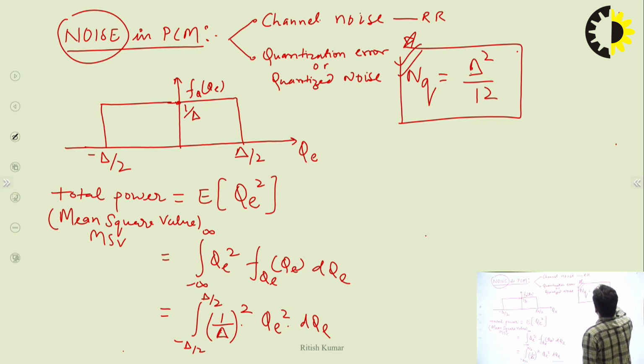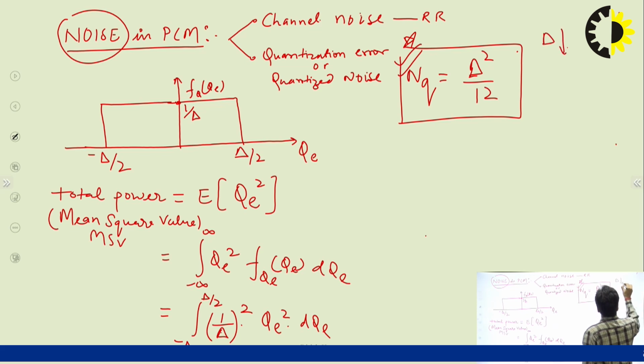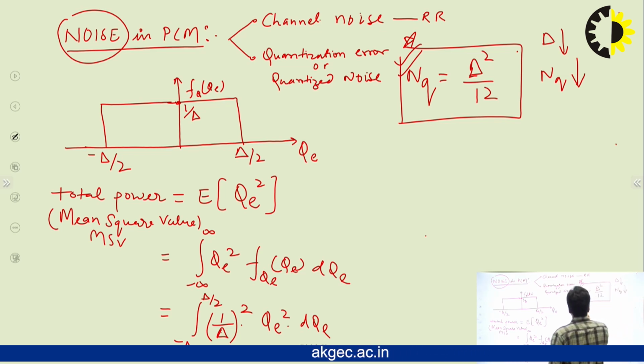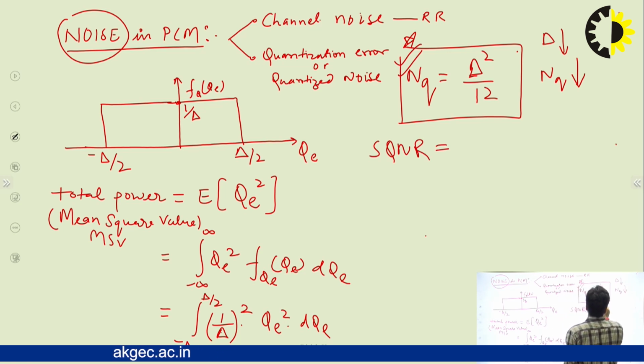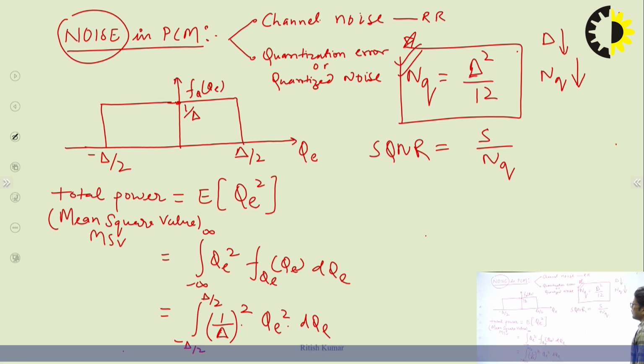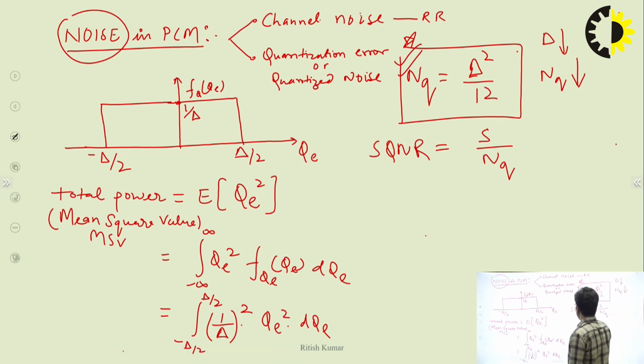So you can clearly observe here again, by decreasing the step size, you will have the minimum quantization noise error, right? So now what should be the signal strength? If I calculate the signal to quantization noise ratio, SQNR, that is the ratio of signal power S divided by quantization noise power. What should be the value of the signal to quantization noise ratio, right?